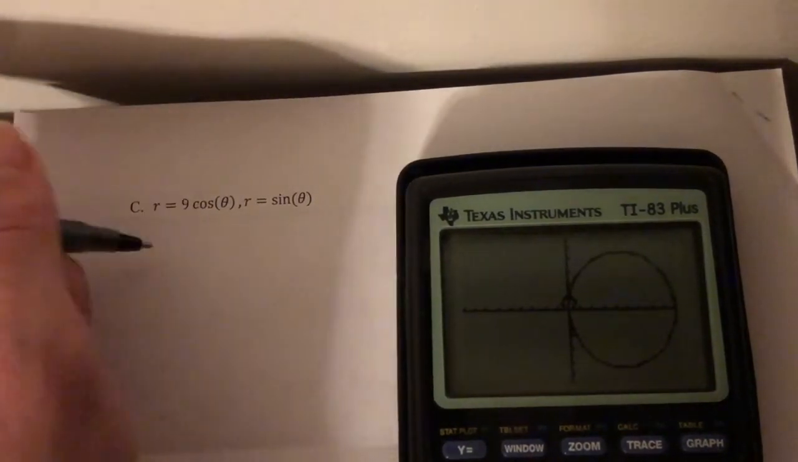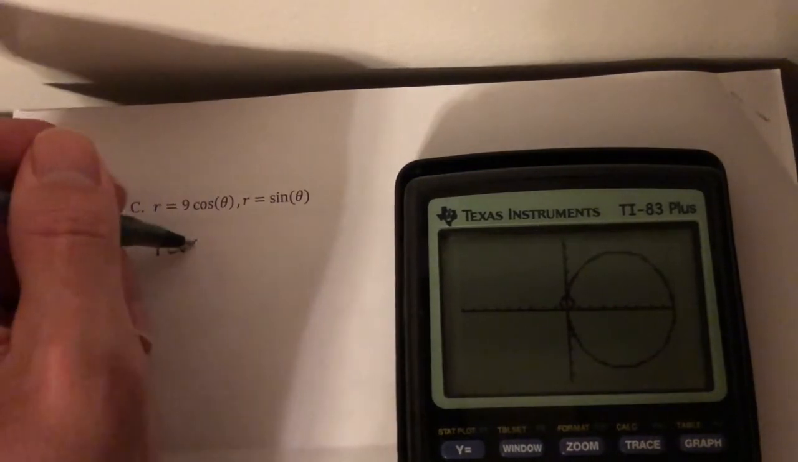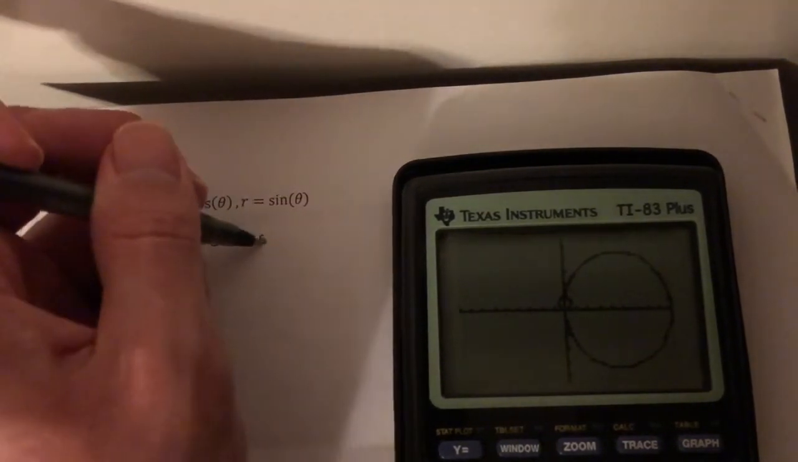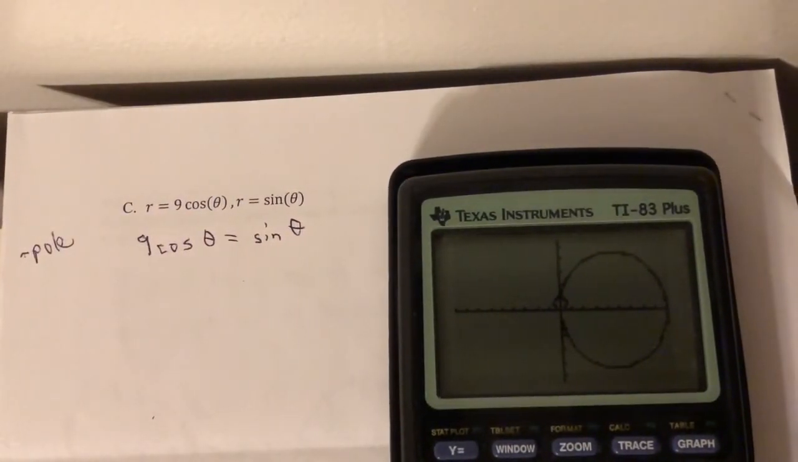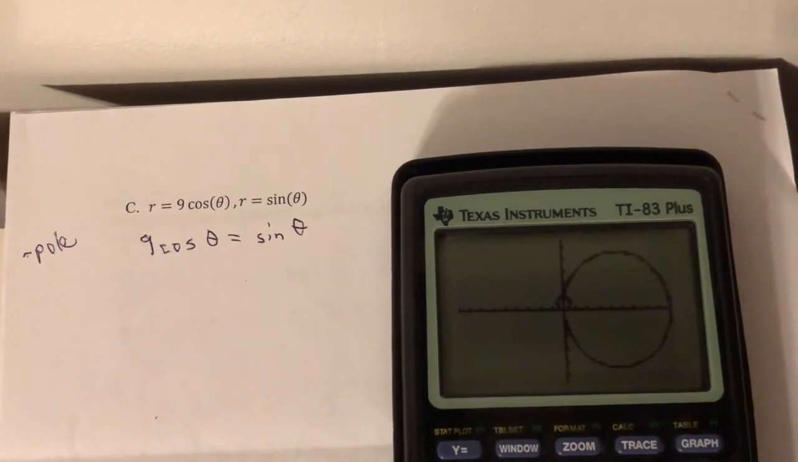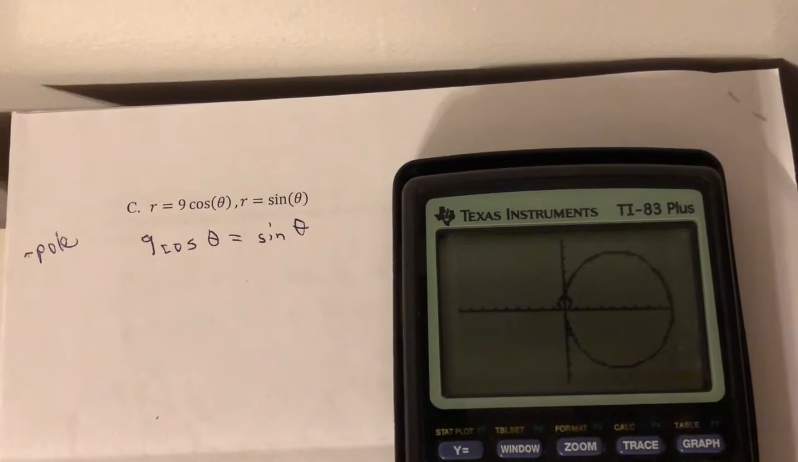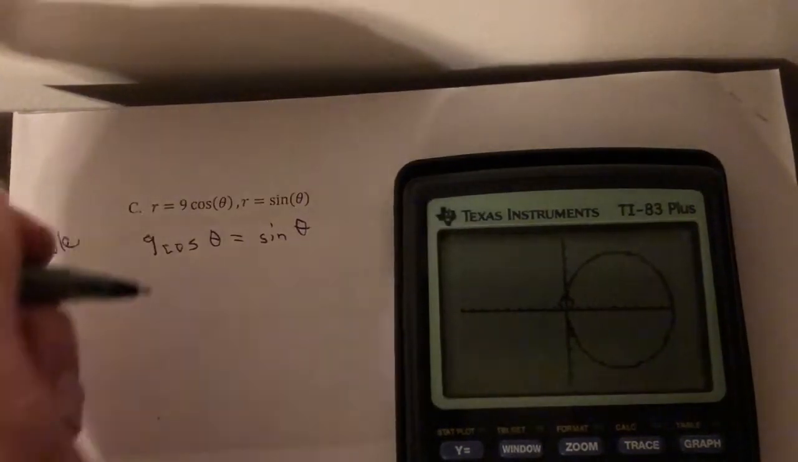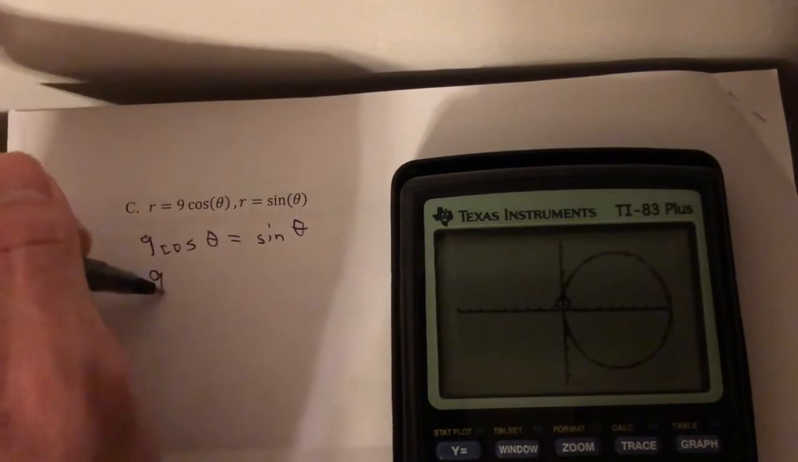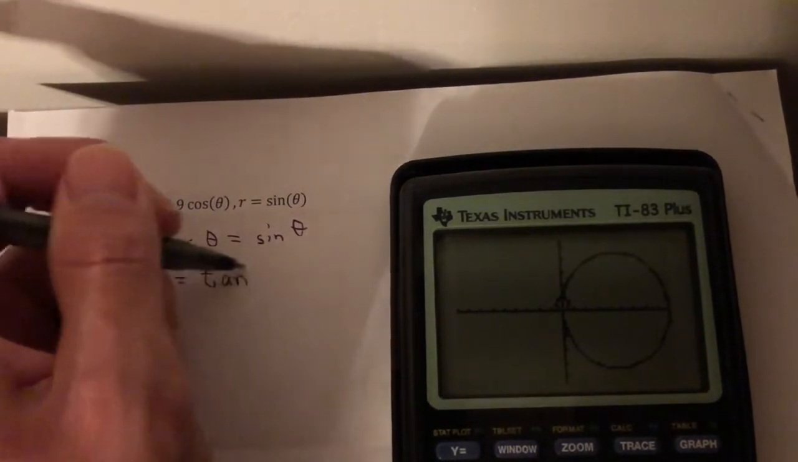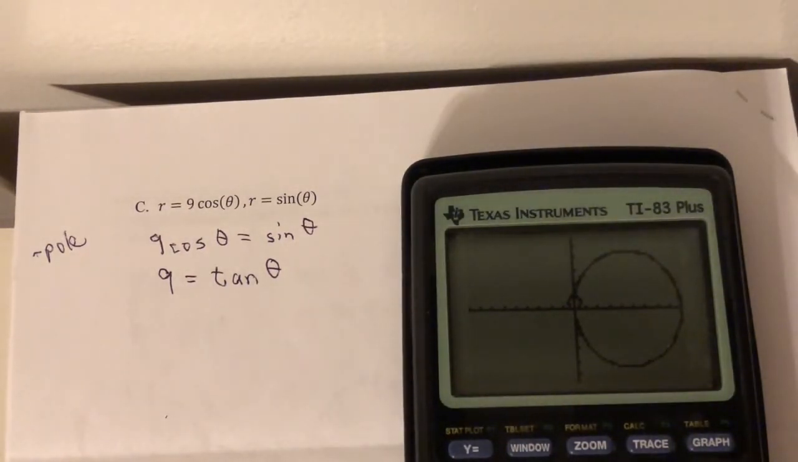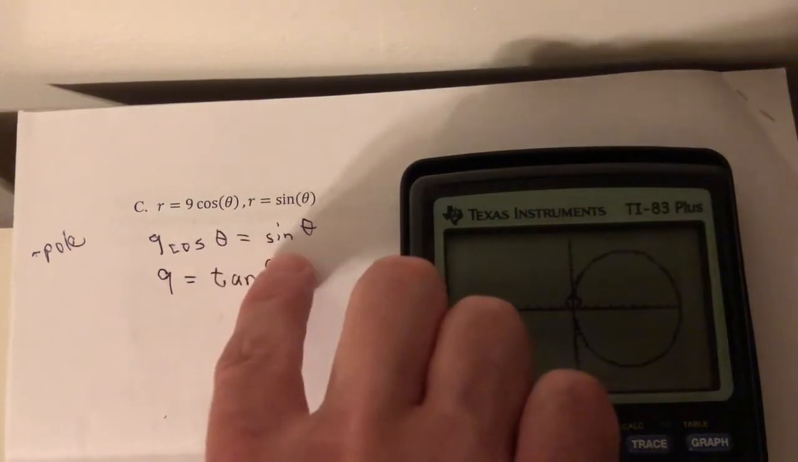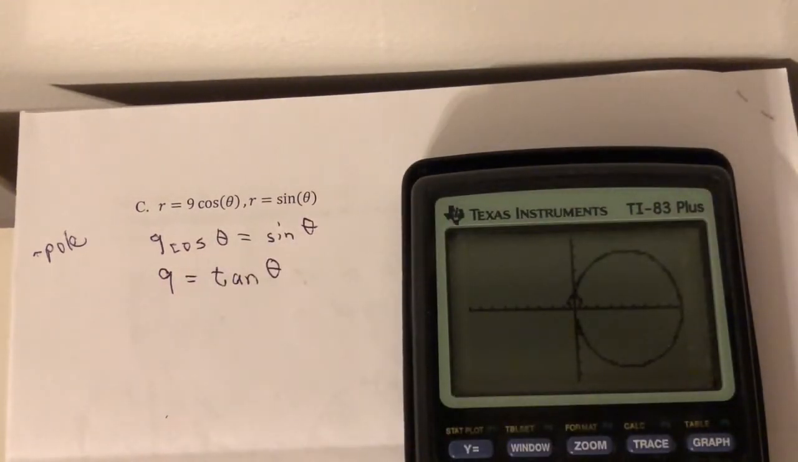And step 2 is going to be to set the 2 expressions for r equal to each other. So 9 cosine theta equals sine of theta. So we've got an equation with both sine and cosine in it. So we've seen this sort of thing before. We've seen that it's beneficial to divide both sides by cosine theta. Normally we want to avoid dividing both sides by something with a variable in it, but cosine of theta and sine of theta cannot both be 0 at the same time. So that's an explanation that we've seen before.